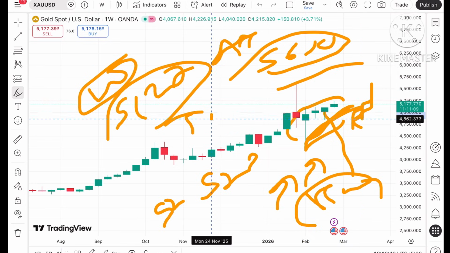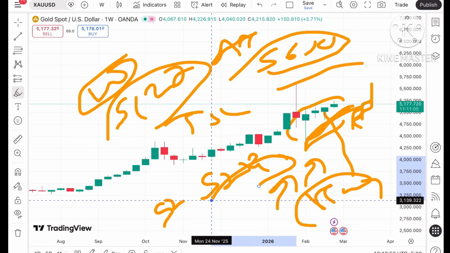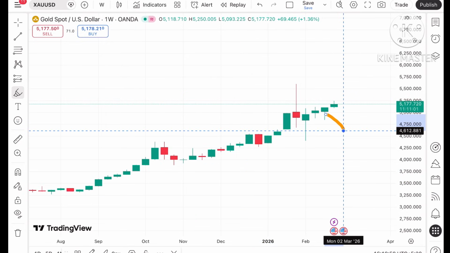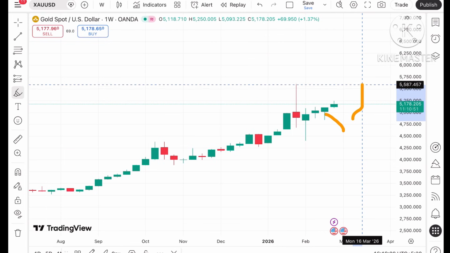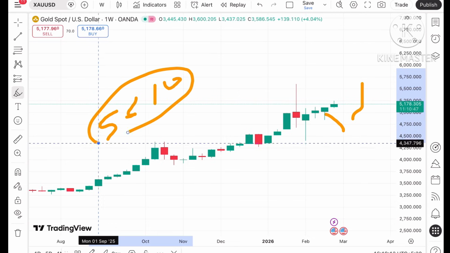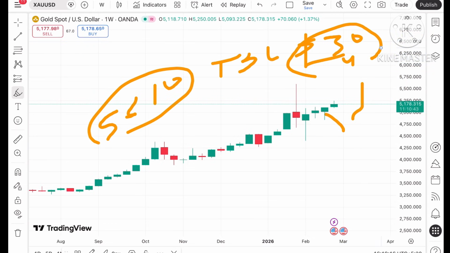So trail your SL as soon as the price starts going above $5245, because this pattern is also showing upside. This is a hammer, so you can see that on a weekly basis. Today is the week's last day, so there can be a chance of further upside. If it keeps moving above 5245, trail your SL, because the next level is directly at 5610. Trail your SL by around $30 to $40.